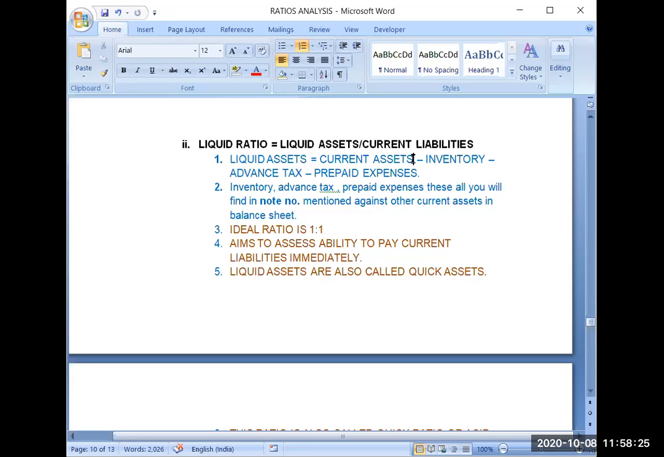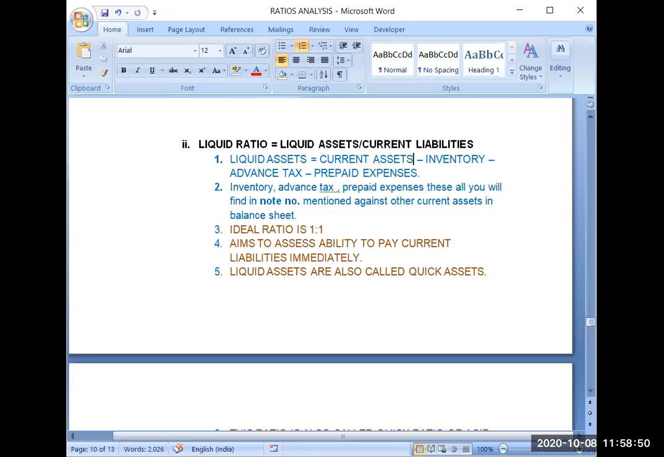Advance tax is already paid to the government of India. It will not be converted into cash anyway. Then prepaid expenses is also a payment of expense in advance, so you cannot convert it into cash. So that's why these are current assets, but these are not liquid assets. You cannot get the advantage of getting them converted into cash.